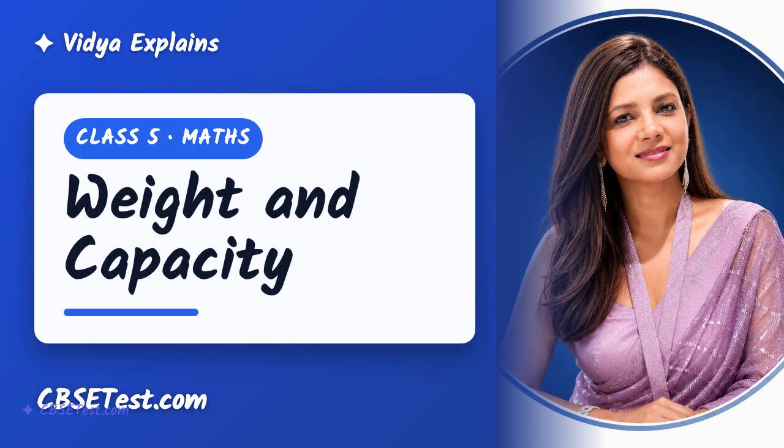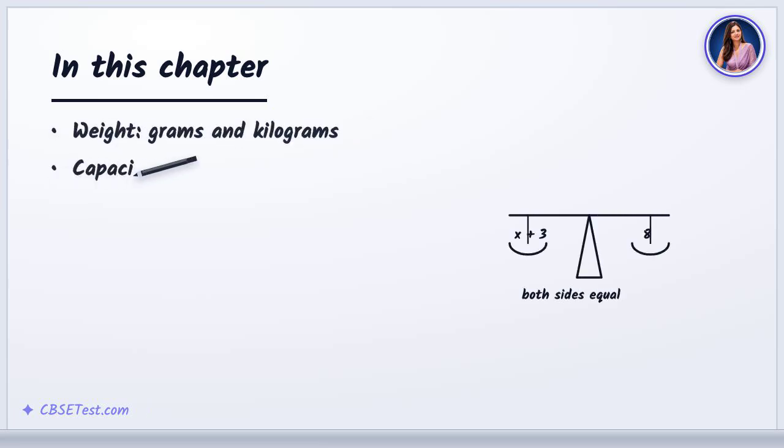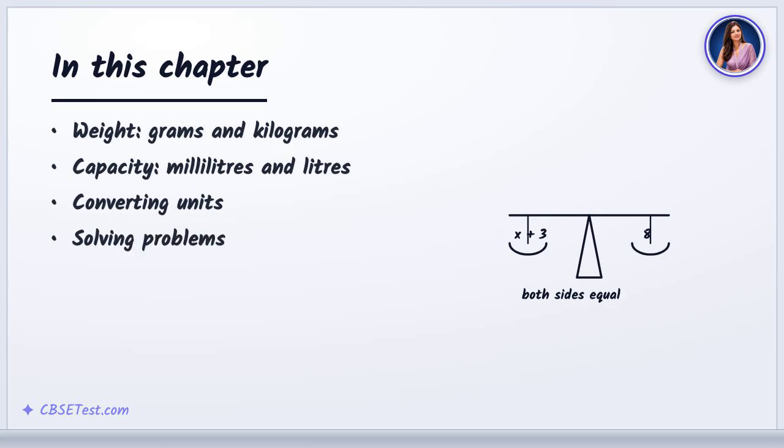Let's learn weight and capacity together, step by step. We measure how heavy things are and how much they hold. We'll use grams, kilograms, milliliters, and liters and convert between them.